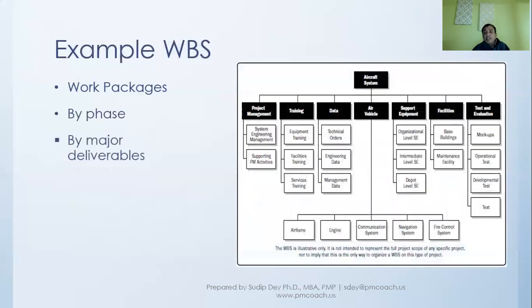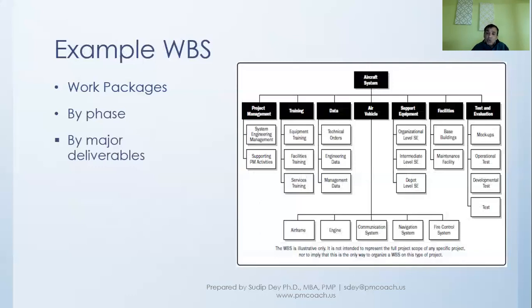Then this is an example which is by major deliverables. For example, at the second level, these are all the deliverables. And then we go ahead and break it down, subdividing it to a greater level till we arrive at the lowest level component, which is the work package. One thing to note here is that we can create the WBS very differently depending on our requirements, of course.